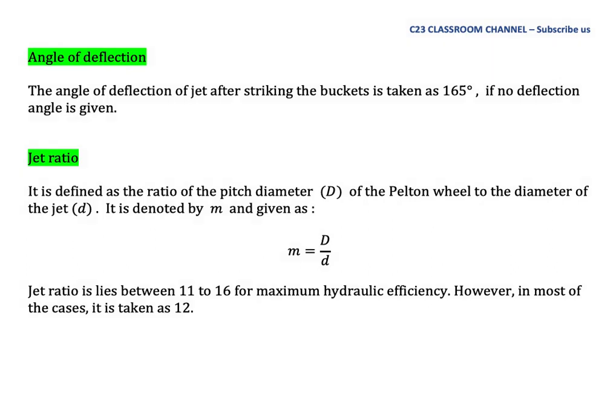Angle of deflection. The angle of deflection of the jet after striking the bucket is taken as 165 degrees if no deflection angle is given. This is to make sure that the water will flow down after hitting the bucket without interfering with each other. We will see the location of this angle in the next lesson.